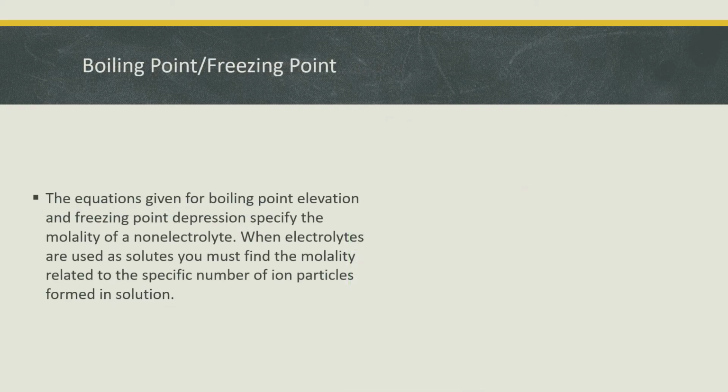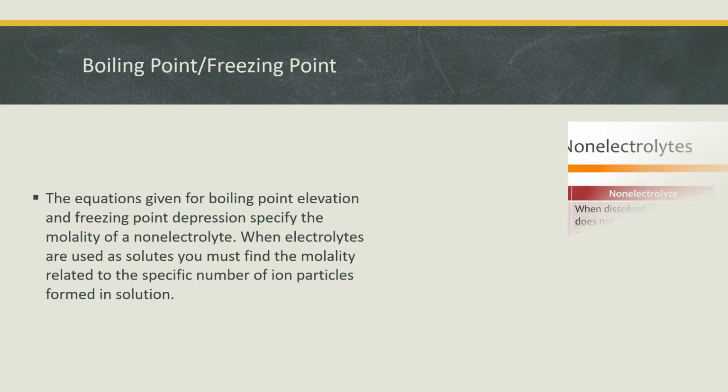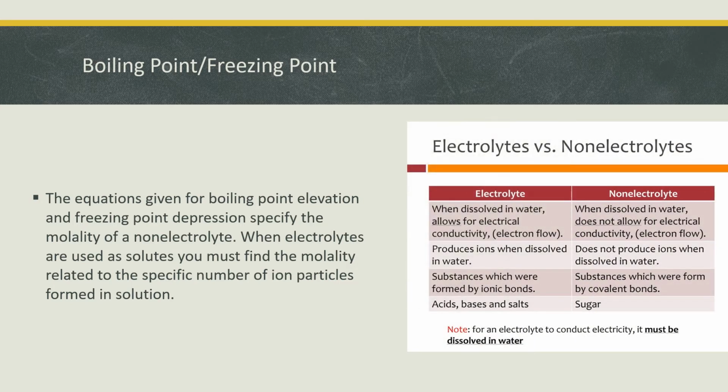All right, to talk a little bit more about the equations, specifically the i in the equations, i stands for the number of particles. The equations given for boiling point elevation and freezing point depression specify the molality of a non-electrolyte. When electrolytes are used as solutes, you must find the molality related to the specific number of ion particles formed. So just kind of a refresher here, the difference between electrolytes and non-electrolytes.